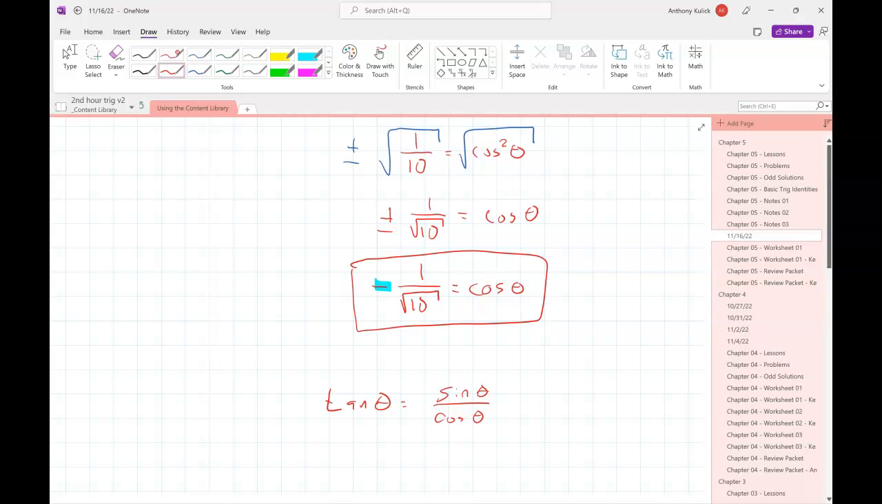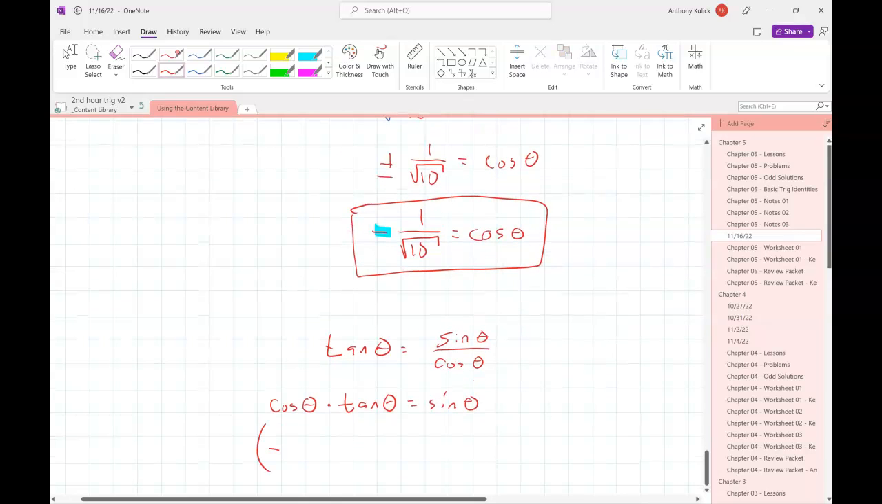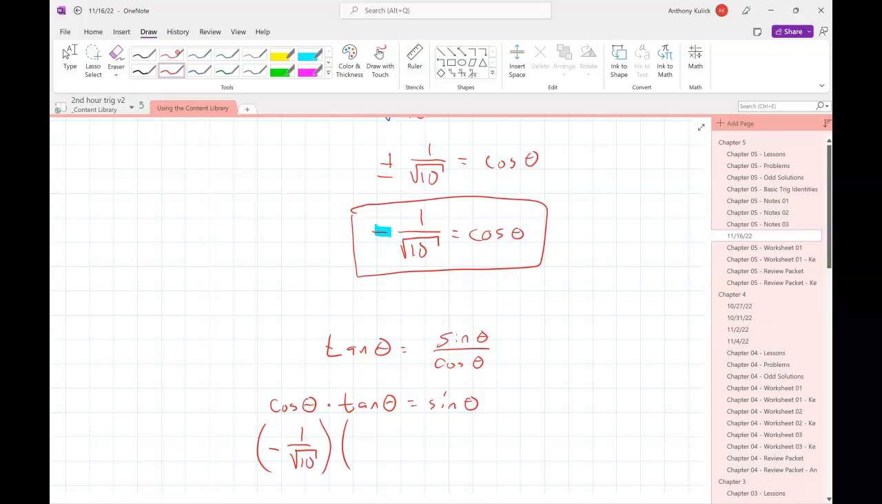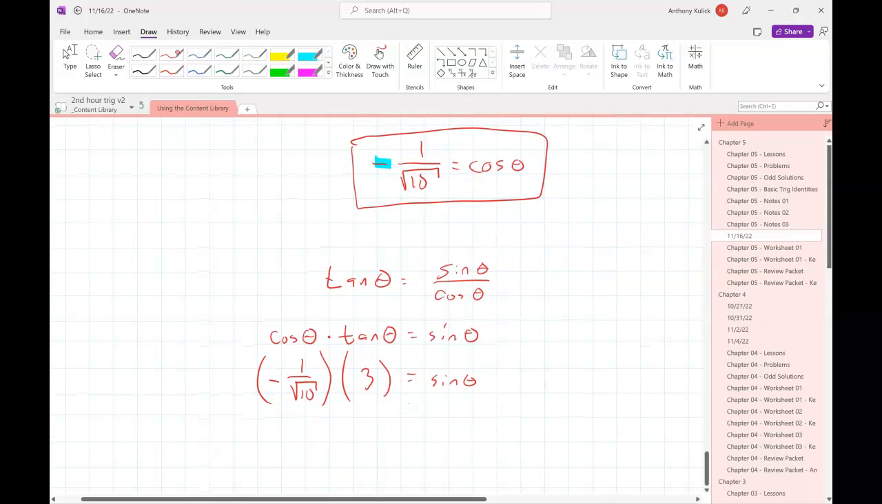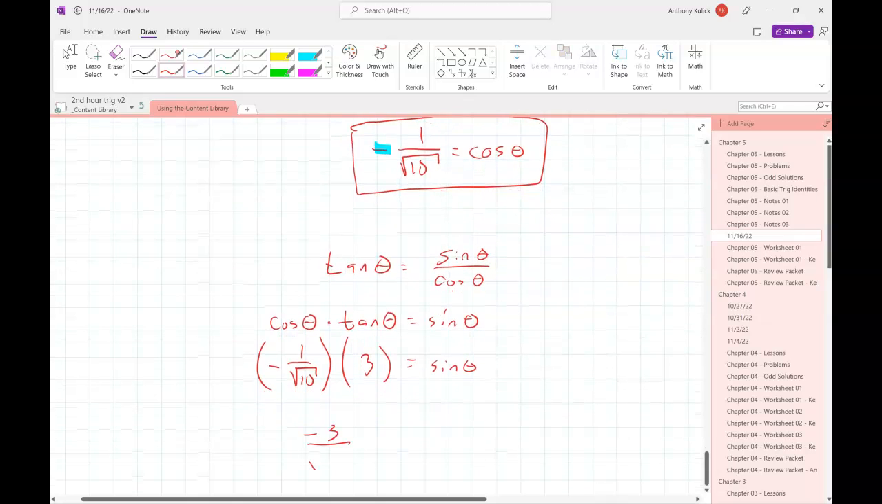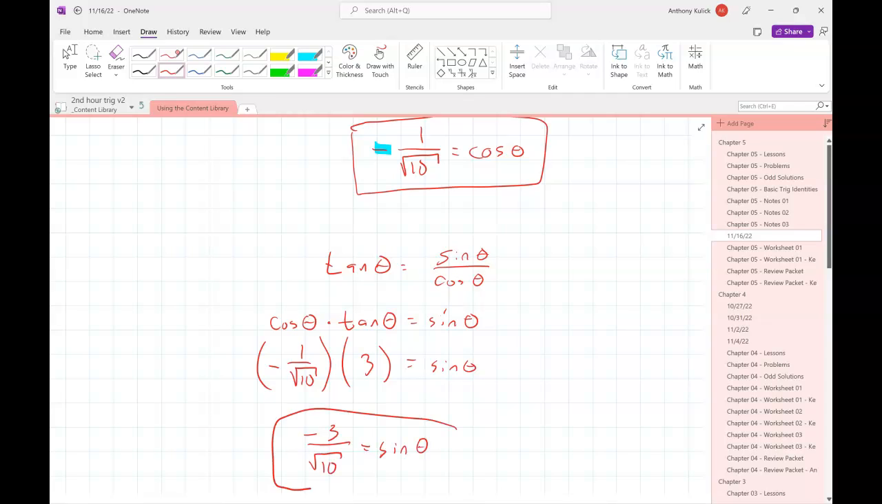So to get the sine theta by itself, that's what we're looking for, I multiply both sides by cosine theta. And I know cosine theta is negative 1 over square root of 10, and I know tan theta is 3. If I multiply those together, I get negative 3 over the square root of 10, which is the same thing that we got using the previous method, right?